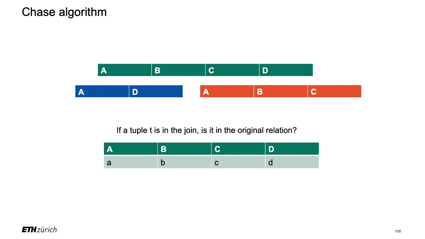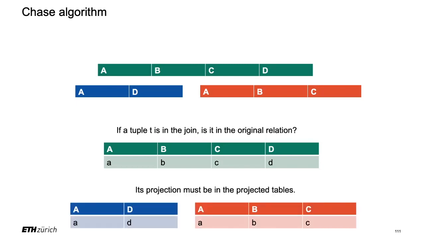So this tuple right here, ABCD, that I take now, I'm assuming this is somewhere in the join of AD and ABC. So if it's in the join, then necessarily the projection must have come from the tables that you join, right? Otherwise, it wouldn't be in the join. So if ABCD is in the join, then it must be that AD was in the projection and ABC was in the projection, right? We just don't know if ABCD was in the original table, if they got projected from the same tuple.